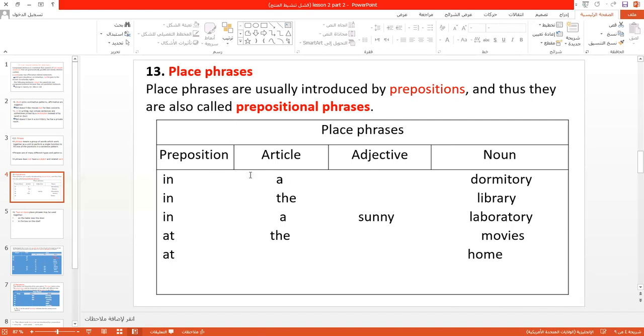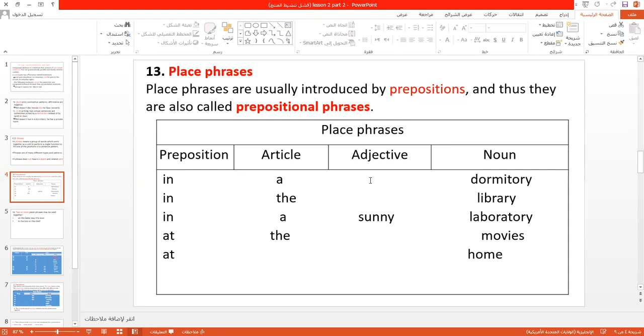So look, in a dormitory, in the library, in a sunny laboratory, at the movies, at home. All these phrases express what? They express a place. When I say in a dormitory, القسم الداخلي, there's a place.